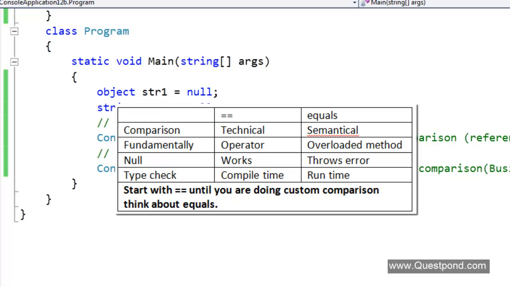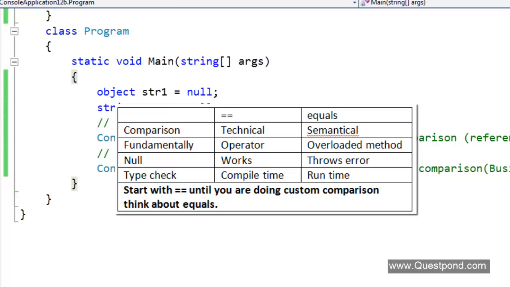If there are null issues, if you have data which is null in comparison, then the equal to will work for almost all the situations, but the dot equals can crash. And the last point is that equal to does a compile time type check, while the dot equals does a runtime type check. So in short, if I summarize, start with equal to. Don't even bother about dot equals until you get into custom semantic comparison. If you are having custom semantic comparison, and if it is an object comparison, then definitely you need to go and override the equals method and use it.